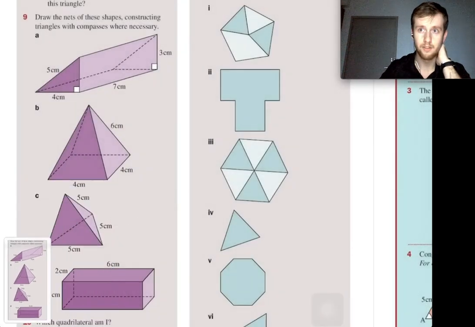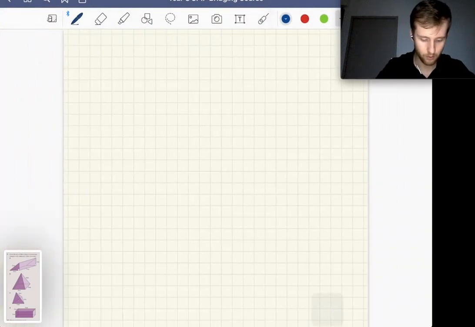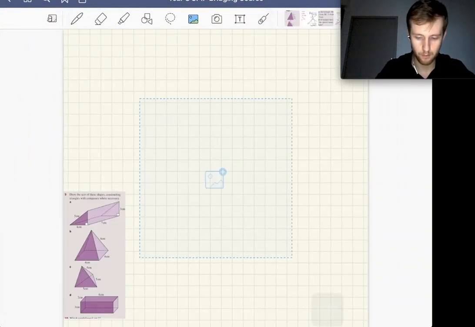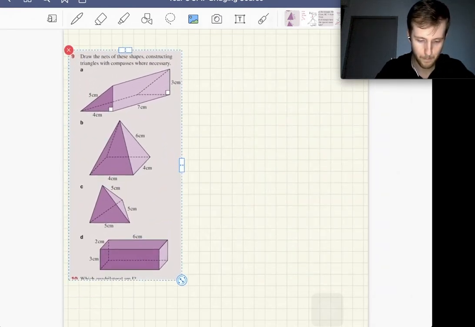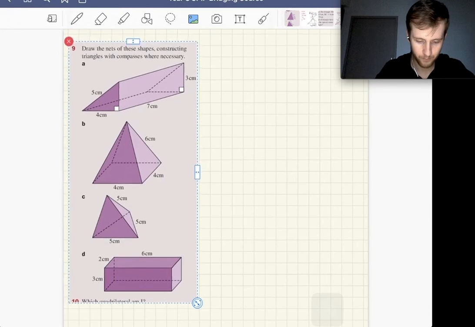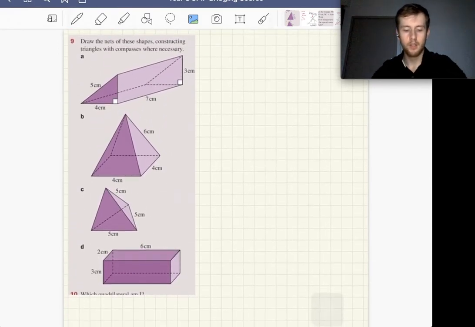Nets. This topic requires further explanation, so I think I'll do that. And also we will need another page for nets.